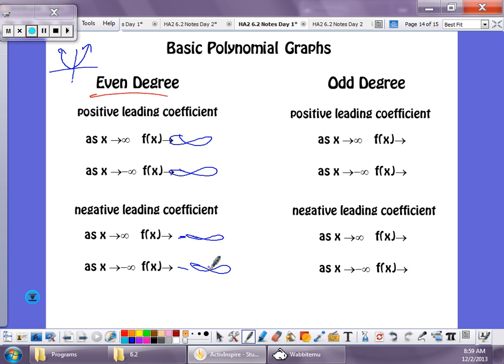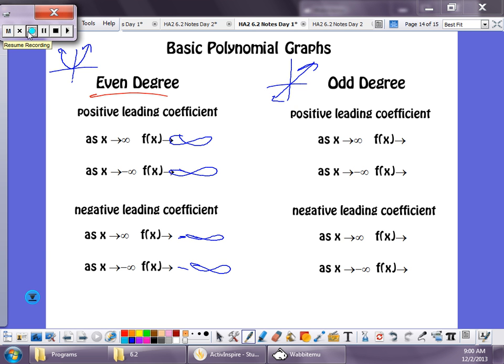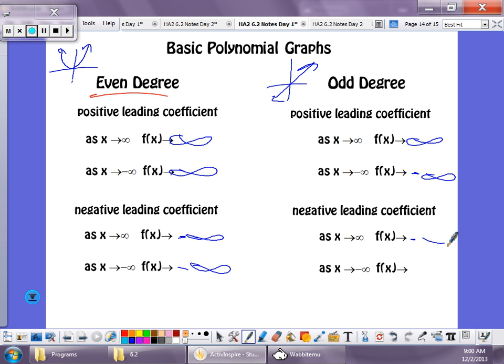When I think about an odd degree polynomial, I think of the graph of y equals x. So the graph of y equals x, that's a linear function, so it's just to the first power. And again, as x goes to infinity, f of x goes to positive infinity. And as x goes to negative infinity, we go to negative infinity. And then with a negative leading coefficient, those are just going to flip-flop. And this is true for all even degrees and all odd degrees.